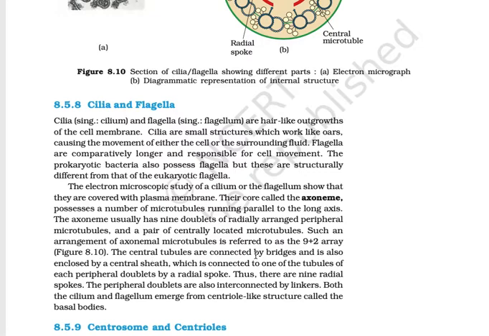The central tubules are connected by bridges and are also enclosed by a central sheath, which is connected to one of the tubules of each peripheral doublet by a radial spoke. Thus, there are 9 radial spokes. The peripheral doublets are also interconnected by linkers. Both the cilium and flagellum emerge from the centriole-like structure called the basal bodies.